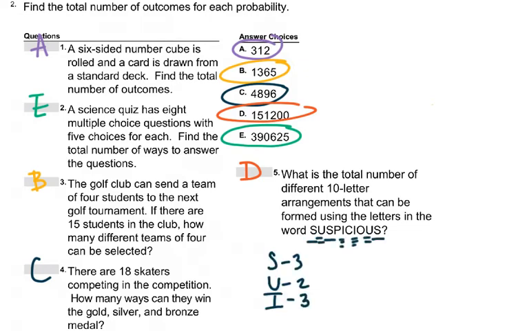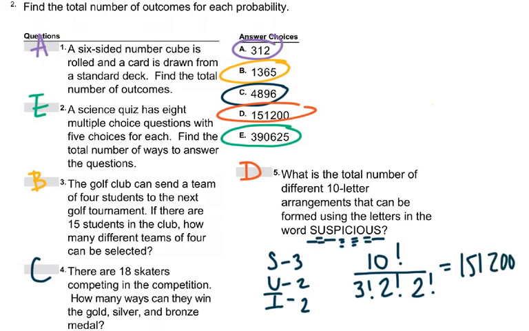Okay, so see how, I was miscounting. The letter S appears 3 times, the letter U appears twice, the letter I appears twice. So here's what we do. There's 10 letters, so 10 factorial. But then on the bottom, we're going to put what's repeated. So S was repeated 3 times, U was repeated twice, and I was repeated twice. And so when I put that in, that's how I get that big, huge number.